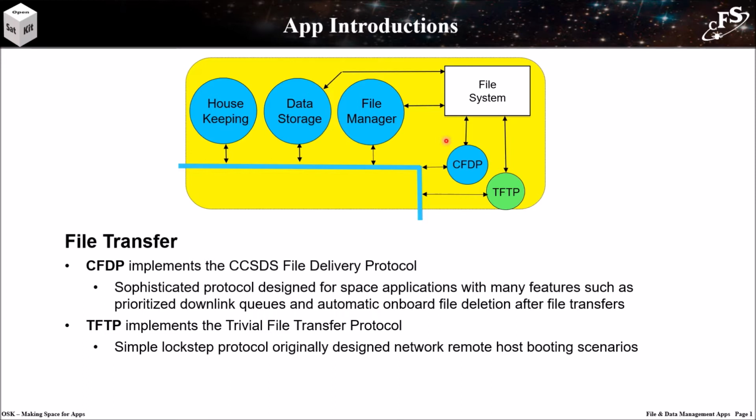OpenSat Kit contains 2 apps for transferring files between the flight and ground. The CFDP app is a NASA open source app that implements the CCSDS File Delivery Protocol, which was designed for flight. All of the protocol packets are transferred via the command and telemetry interface, as opposed to relying on a network interface such as UDP.